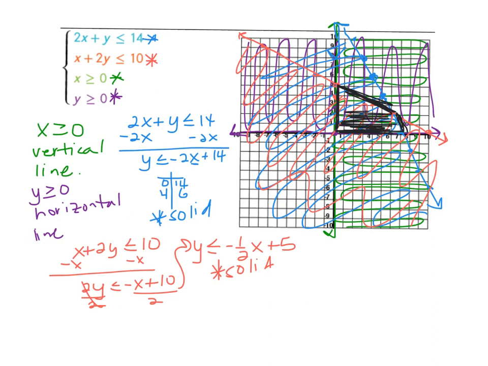And if we darken in this solution set, boy, this got messy. It was fun to color though. What that tells us is any ordered pair in that shaded region would make all 4 of those linear inequality statements true. Tomorrow, we'll do the application problem.